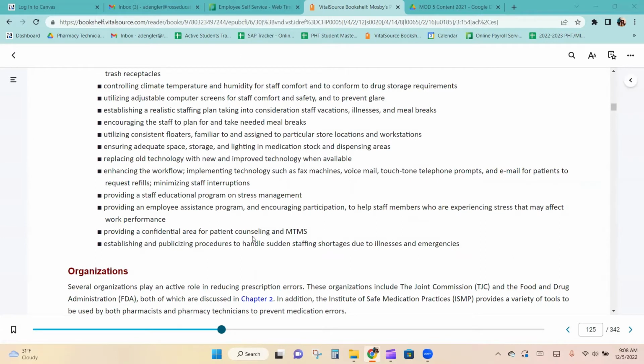Ensuring adequate space, storage, and lighting in medication stock and dispensing areas. So having not clutter in that area as well is really important.